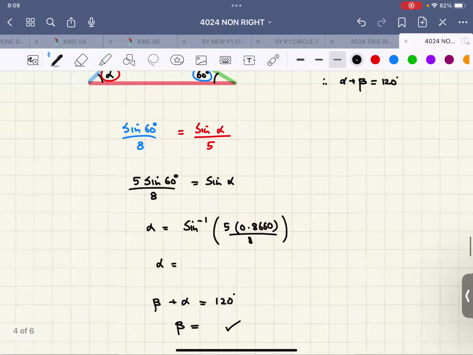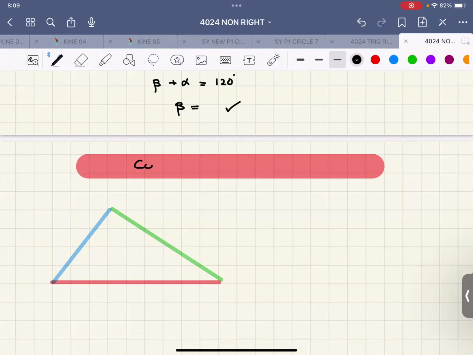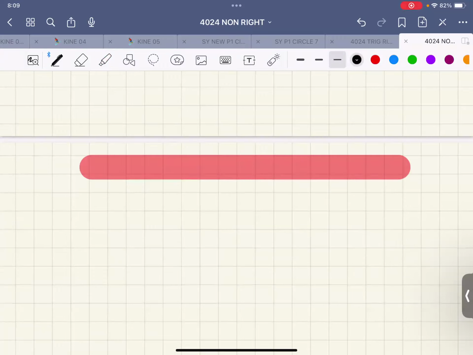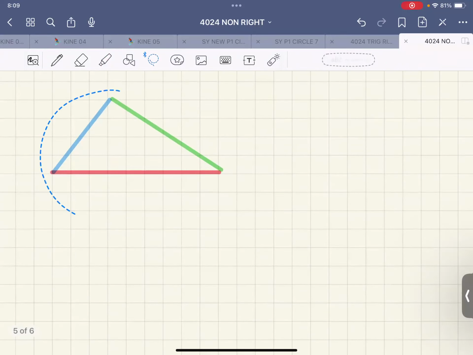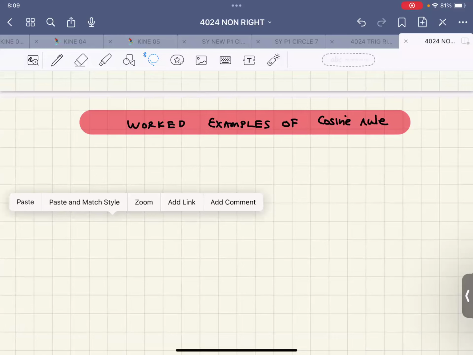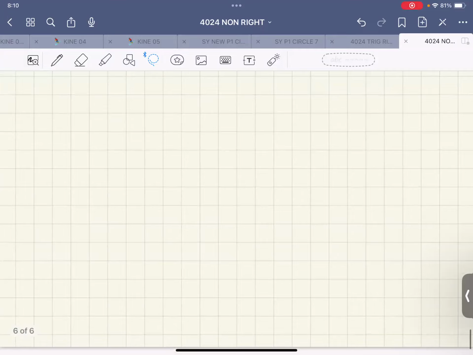Sine rule, it's worked examples, and this time now we are interested in cosine rule. And the next page would be examples of cosine rule. Okay? Worked examples of cosine rule. Now, first of all, let me just grab this diagram, and I'll be needing it for the next page also. So let me paste it over here. And let me paste it over here.